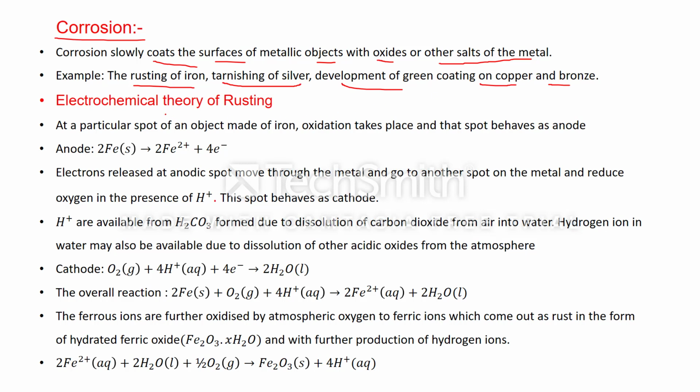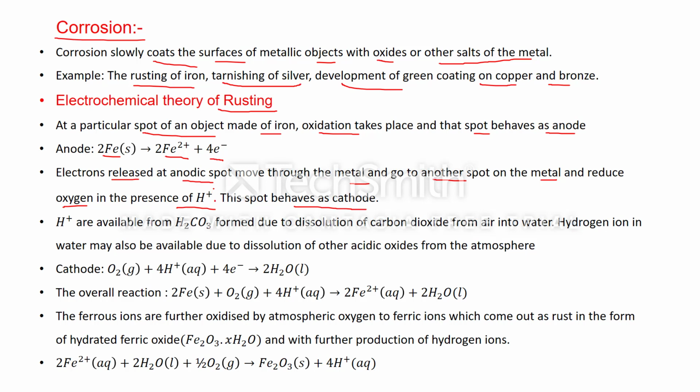Now we will discuss in detail the electrochemical theory of rusting. Actually, rusting is an electrochemical phenomenon. We will try to explain it. At a particular spot of an object made of iron, oxidation takes place and that spot behaves as the anode. The reaction is Fe converts into Fe2+ and loses electrons. Electrons released at the anodic spot move through the metal to another spot and reduce oxygen in the presence of H+ ions. This spot behaves as the cathode.